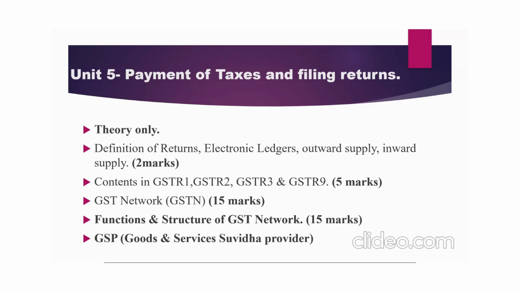So that means the theory part, that is unit 1, 2 and 5, are fully theory according to the syllabus and according to the weightage given to the topics in these units. And in a similar way, unit 5, that is payment of taxes and filing returns, is a theory unit where you can expect at least 15 marks questions, 2 marks and 15 marks questions. And in section B, they have asked about the GST network and the GSP.